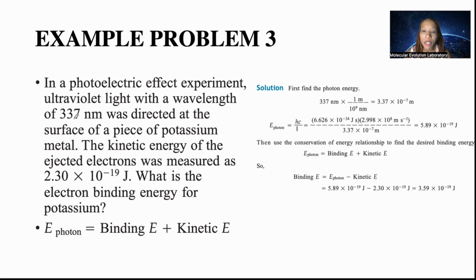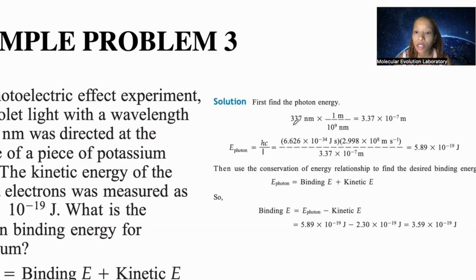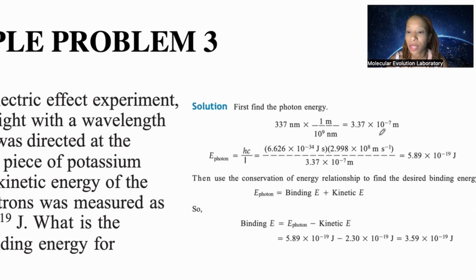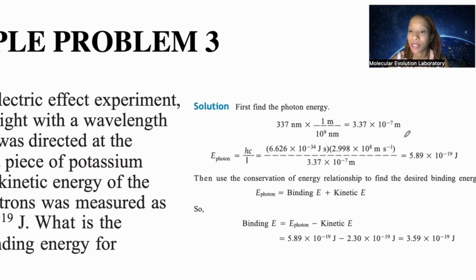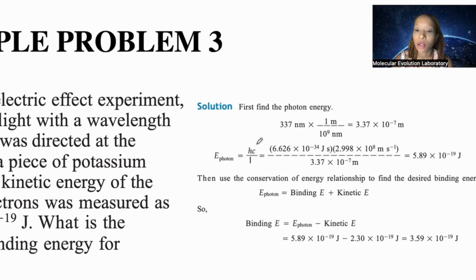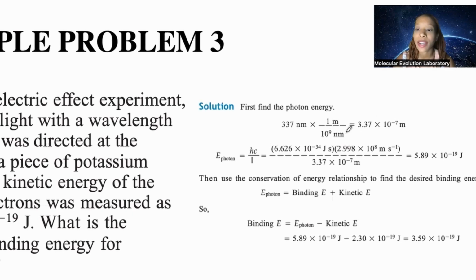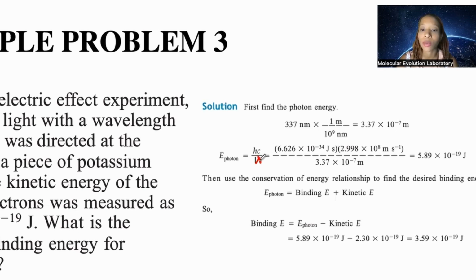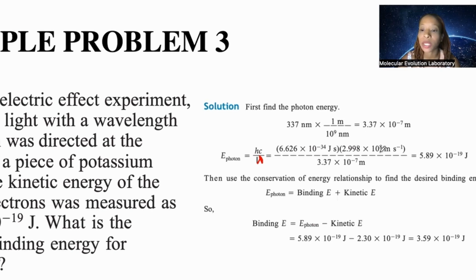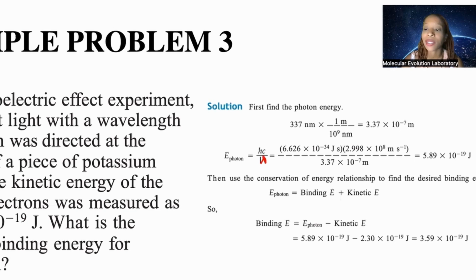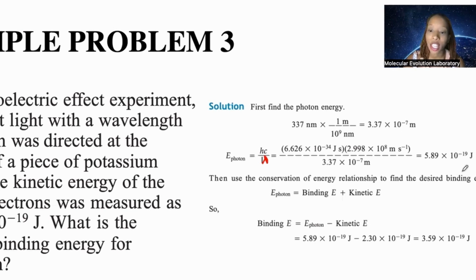We start by converting again to meters. So that would be 337 nanometers times 1 meter divided by 10 to the 9 nanometers, which basically gives us 3.37 times 10 to the minus 7 meters. So the energy of the photon would be Planck's constant, as we already know, times the speed of light divided by the wavelength here. Remember that we can also use this symbol as well. So Planck's constant times the speed of light divided by the wavelength gives us 5.8 times 10 to the minus 19 joules. So this is basically the energy of the photon.